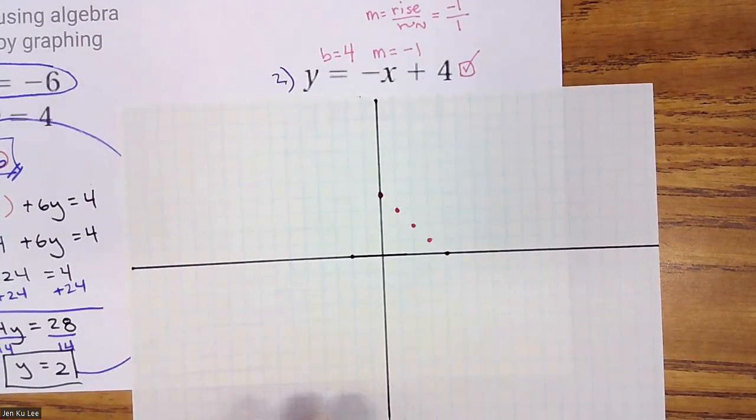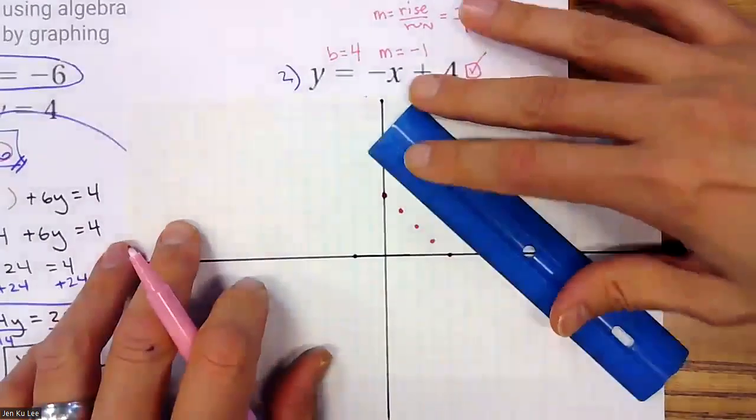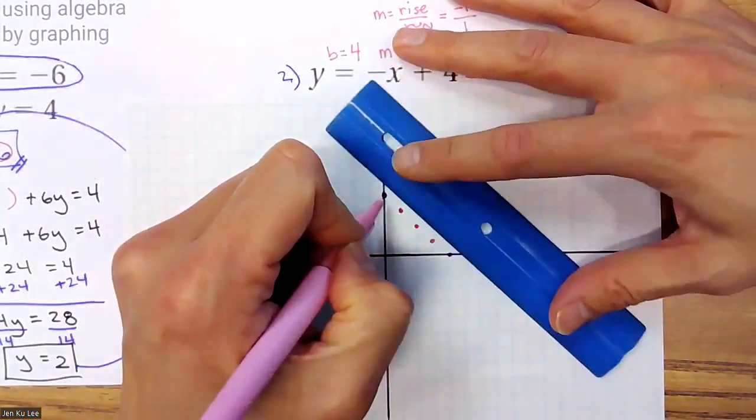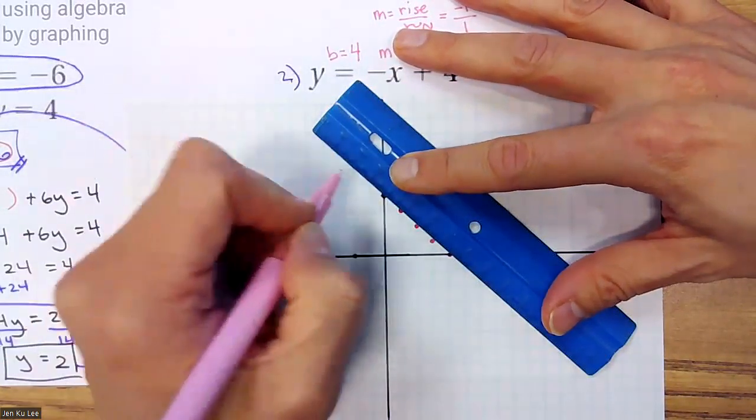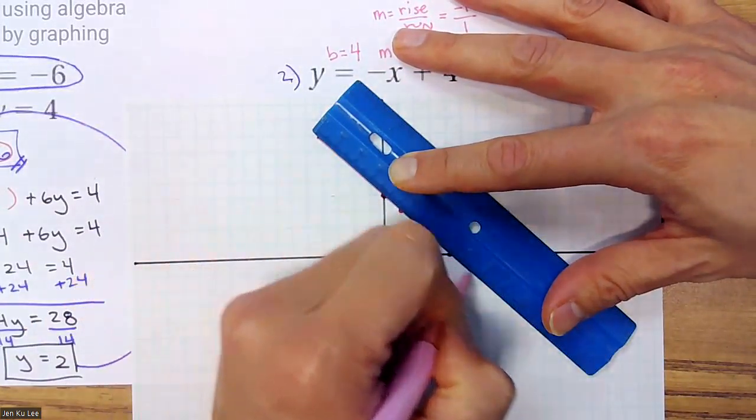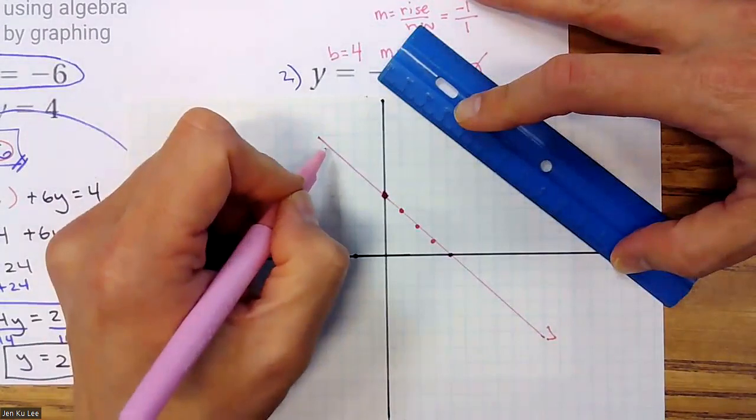And I'm going to get my straight edge because I know that this graph needs to be as accurate as possible, and graph it.